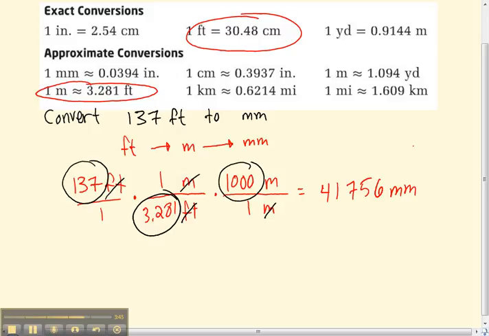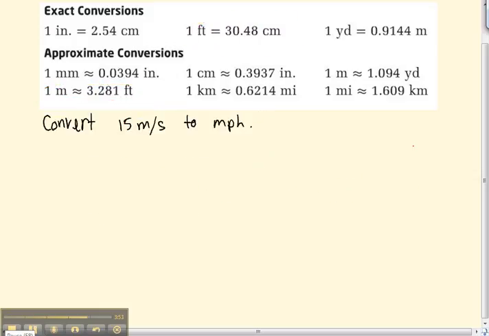Okay? Well, I think that's pretty straightforward. So we're going to end with a slightly more challenging example. Try this one. If you don't get it, don't worry about it. I'll go over it in just a few seconds. This one looks a little scarier, a little bit more tricky, but not impossible. You can still do it using the factor label method. Anyways, so convert 15 meters per second to miles per hour. I'm going to put the answer up in just a few seconds.